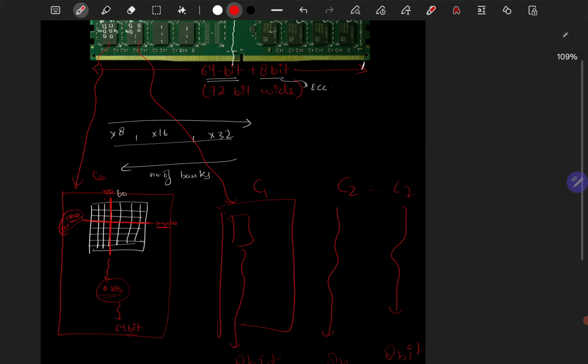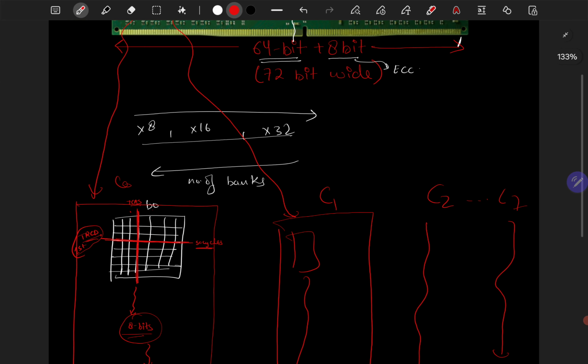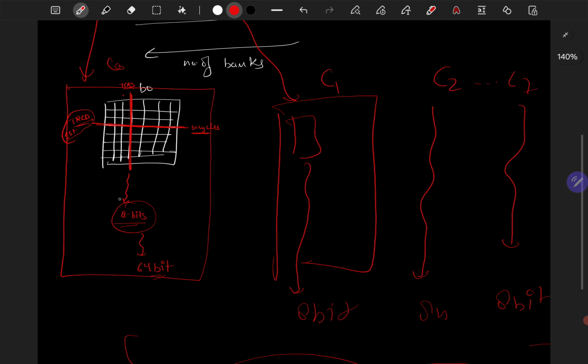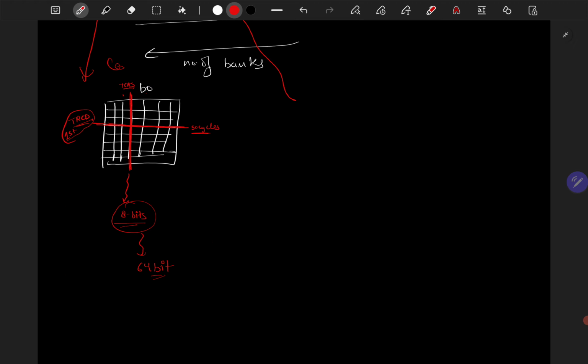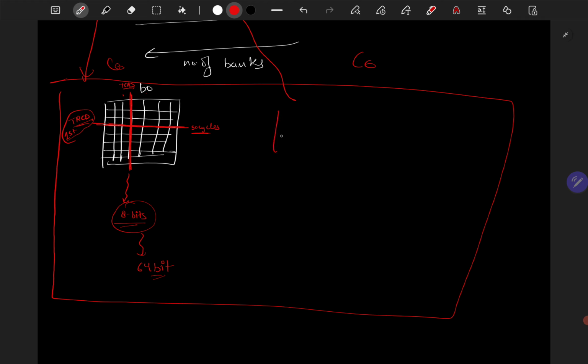Fine. Now the thing to note over here is there are multiple banks inside my chip, right? Now, how will these banks play a role in improving the performance? The role is simple. Let's say this is my chip 0 and I'm having multiple banks. This is my bank 1, this is my bank 2, and so on.